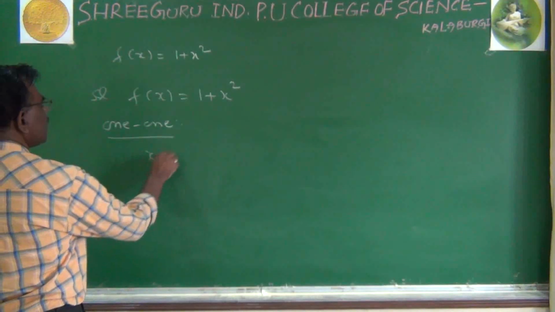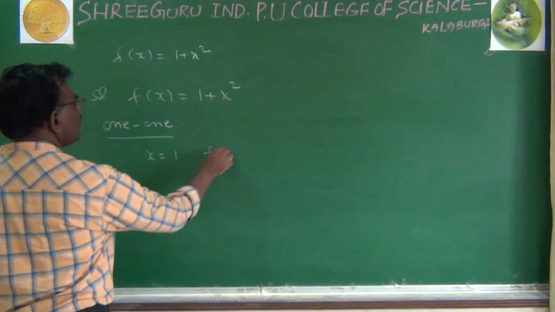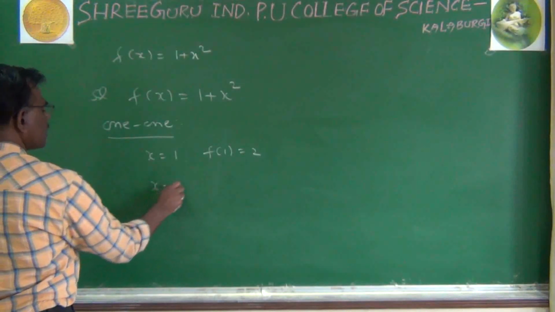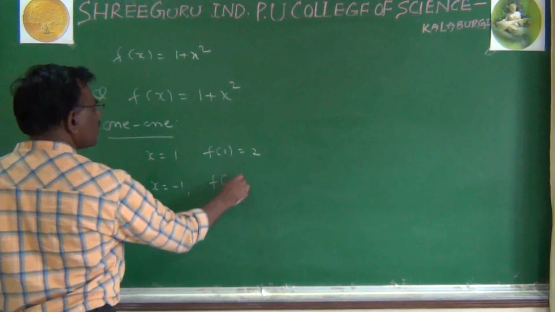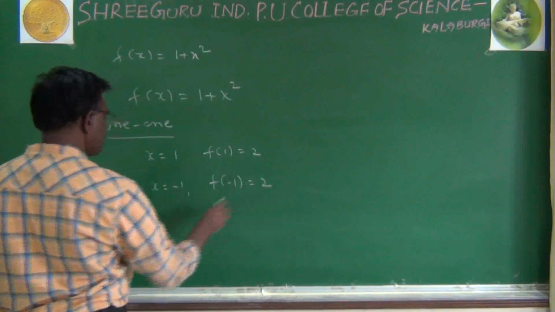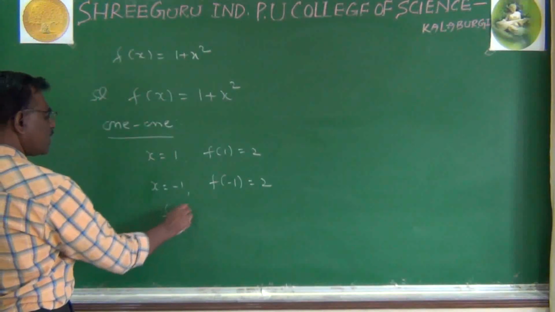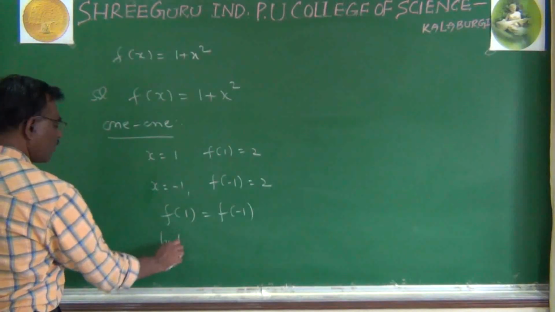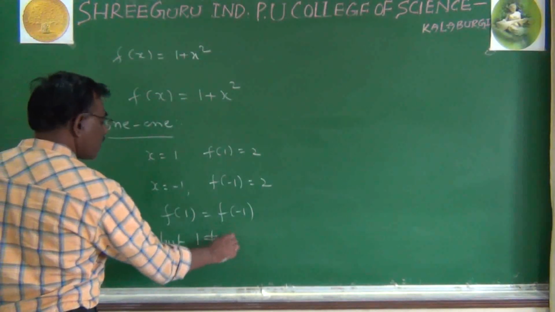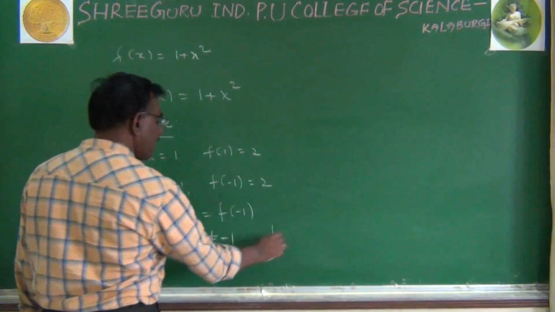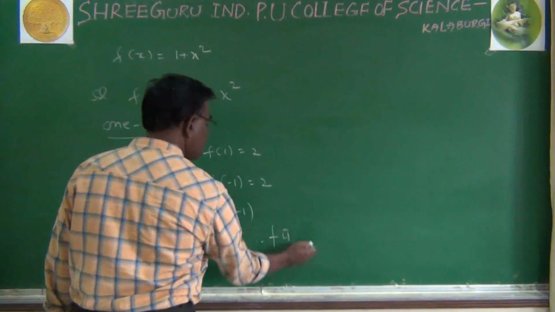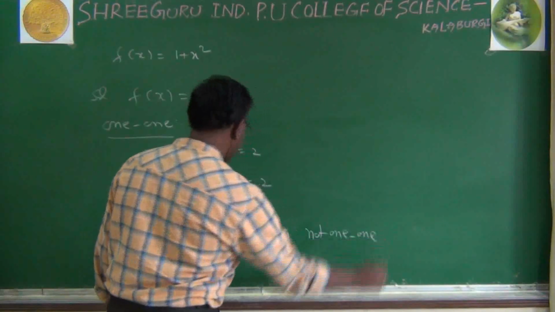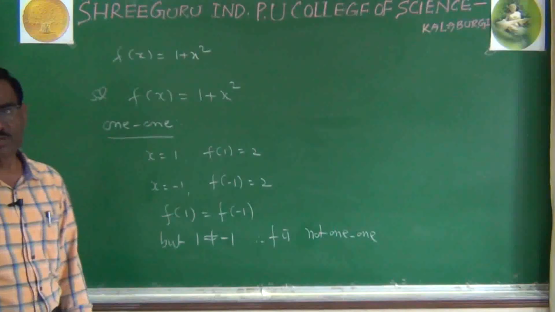Example, x is equal to 1. F of 1 is equal to 2. X is equal to minus 1. F of minus 1 equal to again 2. So f of 1 equal to f of minus 1, but 1 not equal to minus 1. Therefore, f is not one-one. Okay? F is not one-one.